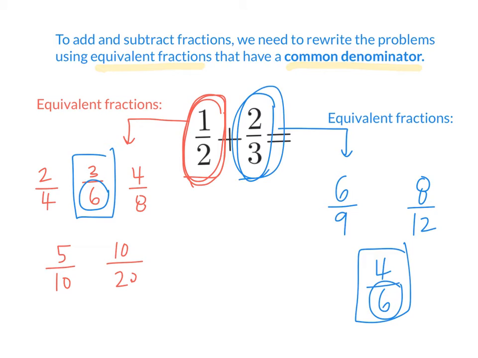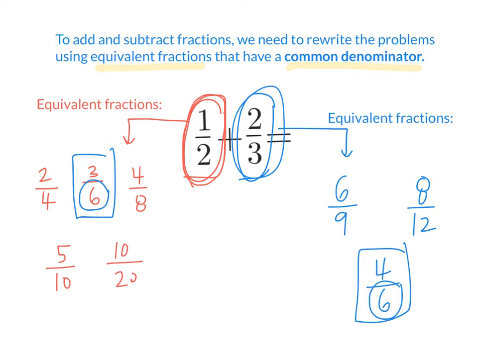Rereading what it says in blue. To add and subtract fractions, we need to rewrite the problems using equivalent fractions. Do you guys see how these are equivalent fractions that have a common denominator? Common denominator means a denominator that is the same. They have it in common. Does 3/6 and 4/6 have a common denominator? What denominator do they have in common?